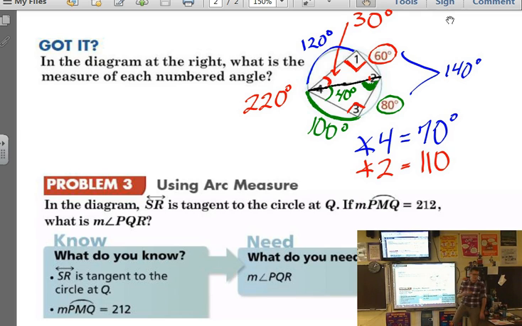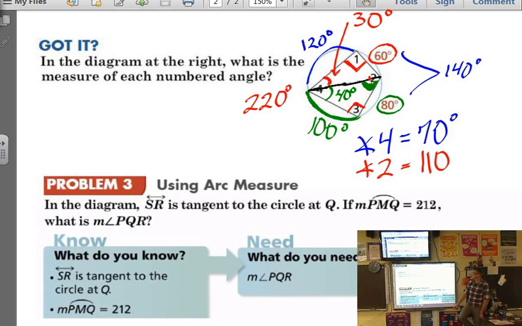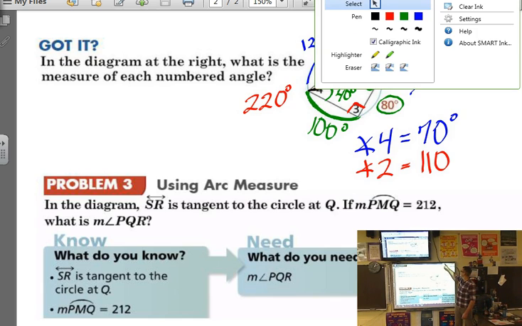Do you guys get that we did all this work, but really we could have just said, hey, this arc has to be 180 because it's from the diameter. And then we could have found our 120 and our 100 based off that. But there's a lot of right ways to get to Florida. Okay. So, many ways we can solve these problems.